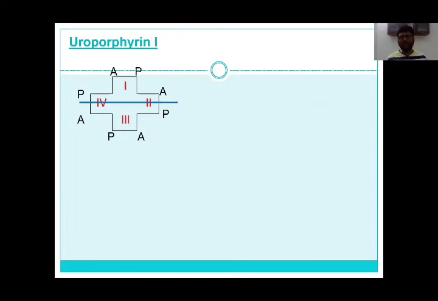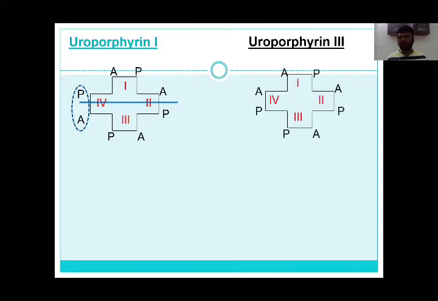But if the acetic acid and the propionic acid side chain in the fourth pyrrole ring is interchanged, then it forms an asymmetrical structure which is called uroporphyrin 3. In our human body, we mainly have these 3 series compounds. We don't have much of type 1 compounds. We mainly have uroporphyrin 3 and other 3 series compounds.